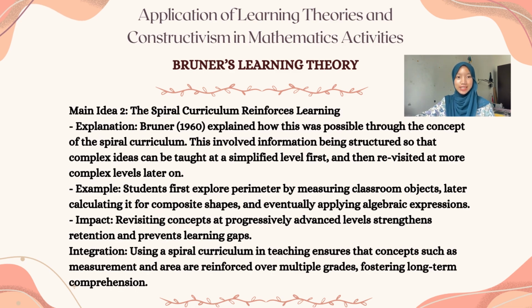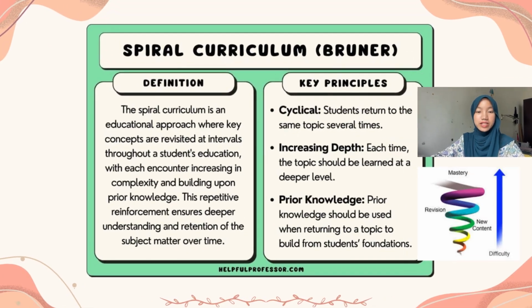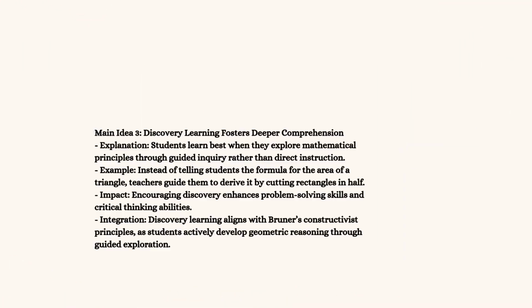long-term comprehension. The key principles of the spiral curriculum are: first, cyclical. Students return to the same topic several times. Second, increasing depth. Each time, the topic should be learned at a deeper level. Third, prior knowledge. Prior knowledge should be used when returning to a topic, building from the student's foundation.